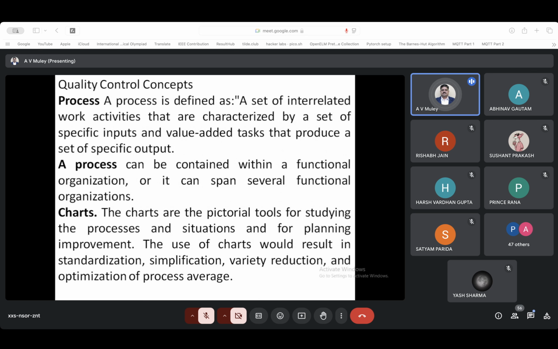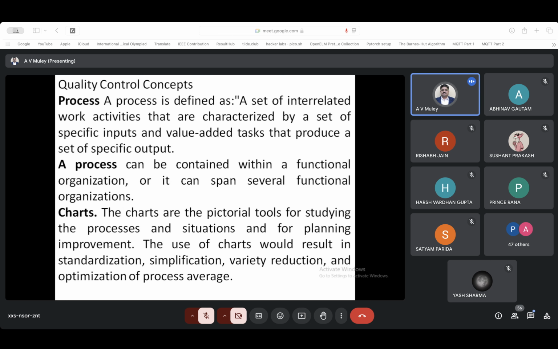So quality control concept, तो quality control में क्या क्या आपके conception या जो terms आपको use करनी हैं, the process. तो process एक होता है, process is defined as a set of interrelated work activities that are characterized by a set of specific input and value added tasks that produce a set of specific output. That means the specific input is there, specific output you are getting. So in return you are carrying out some value addition. The process can be contained within a functional organization or it can span several functional organizations.